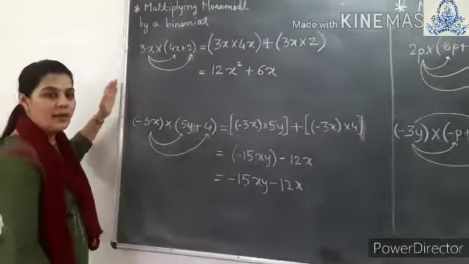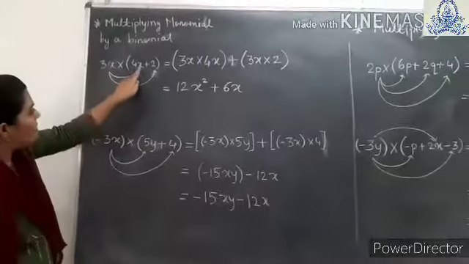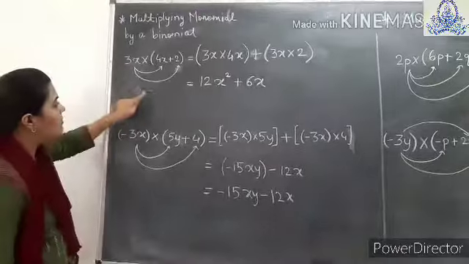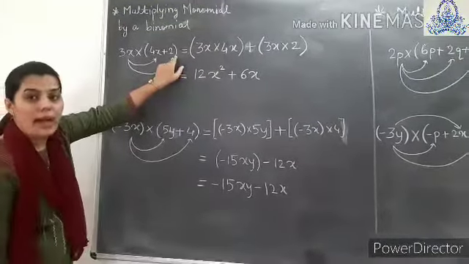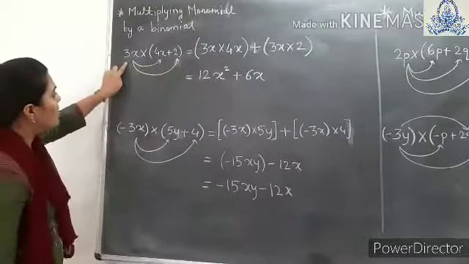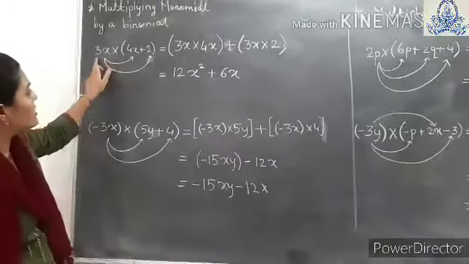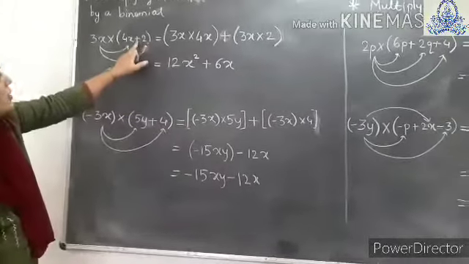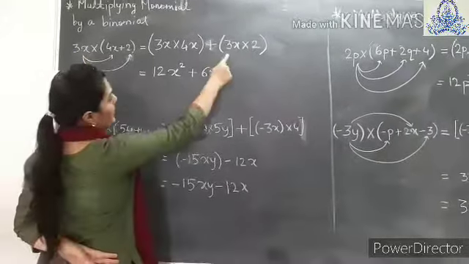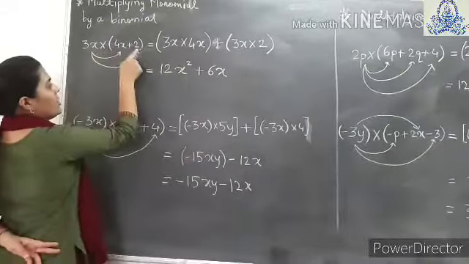Now in the last video, if you have seen, we multiplied a monomial by a monomial. Okay. So this monomial will be multiplied by one term of the binomial, and again this monomial will be multiplied by the second term of the binomial. Okay. So see, this 3x multiplied by 4x plus 2. So this 3x is going to multiply 4x, 3x multiplied by 4x. Okay. And this 3x is going to multiply by 2. But see, 2 has the positive sign, so we will take the plus sign here. And this 3x multiplied by 2. Okay. Meaning 3x multiplied by 4x plus 3x multiplied by 2.